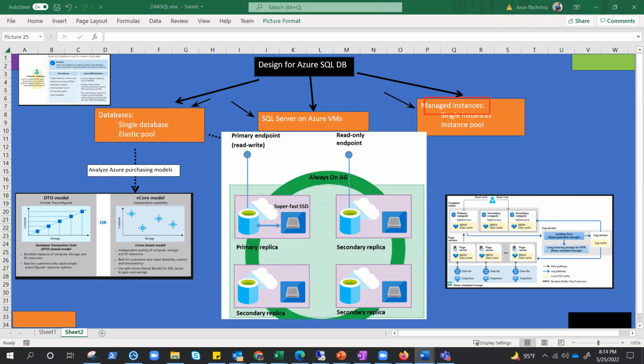Now, business critical is like deploying an Always On availability group behind the scenes. The way the data and log files are stored differs from GP in that they are stored on the direct attached SSD. See, this is the primary endpoint. Here you have read and write, and this is where the SSD is attached. And this is an Always On. We have three more secondary replicas, and you can utilize these as read only as well.